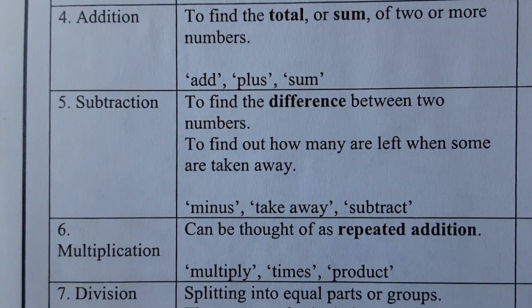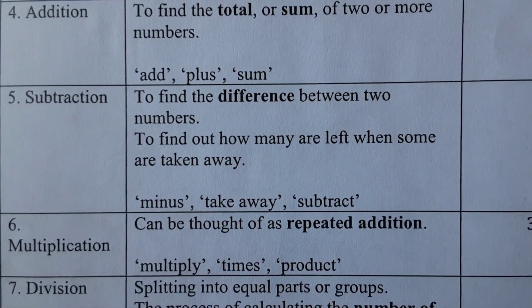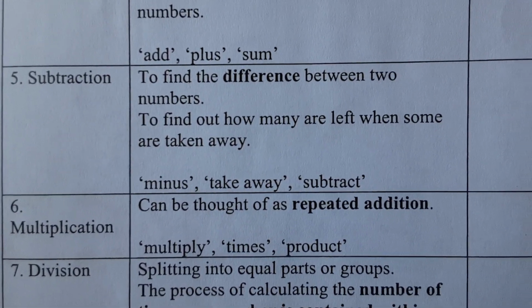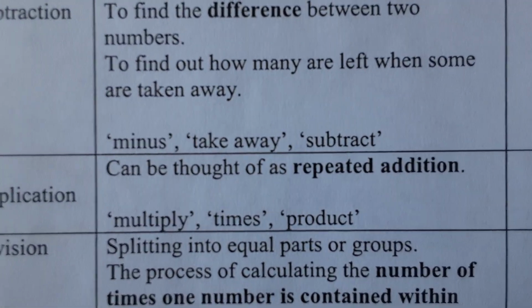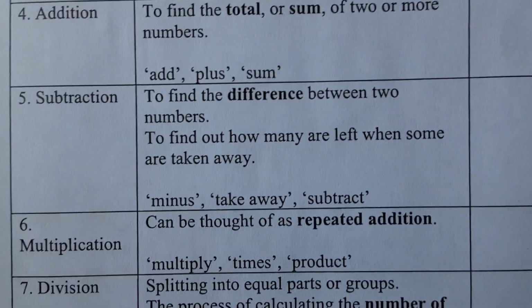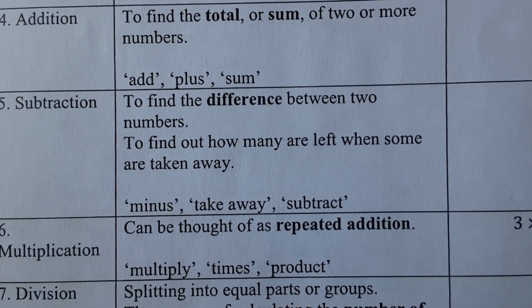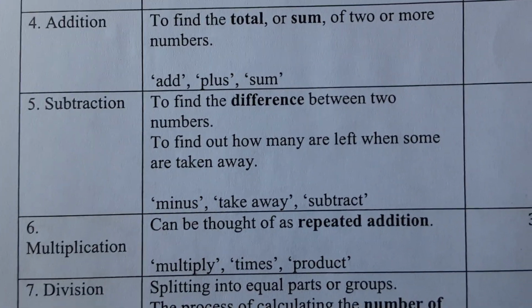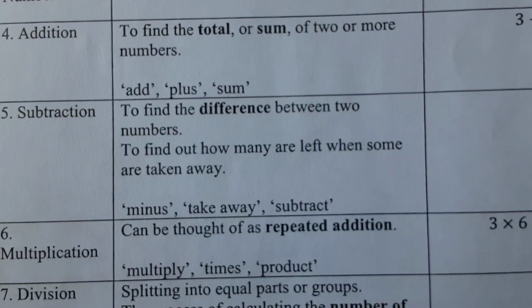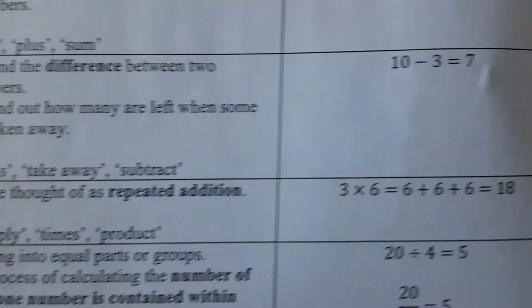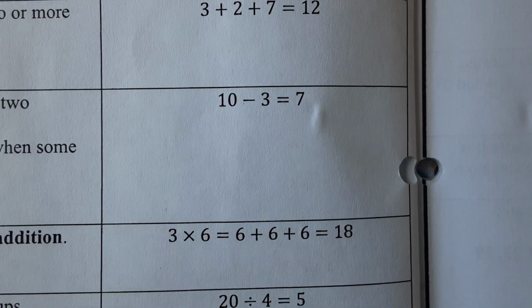Number 5, subtraction. In other words, to find the difference between 2 numbers. It's to find out how many are left when some are taken away. In other words, you can say minus, take away, subtract, okay? So if you ever find the words the difference, find the difference, just know it means subtraction, take away, okay? It's when you take away stuff and you have to count how many are left over, okay? So for example, 10 take away 3 equals 7.